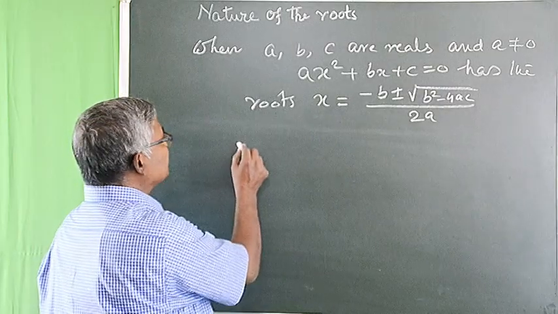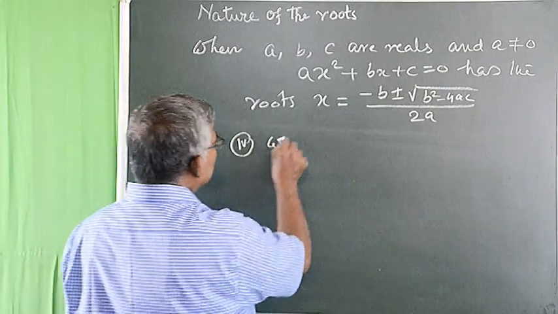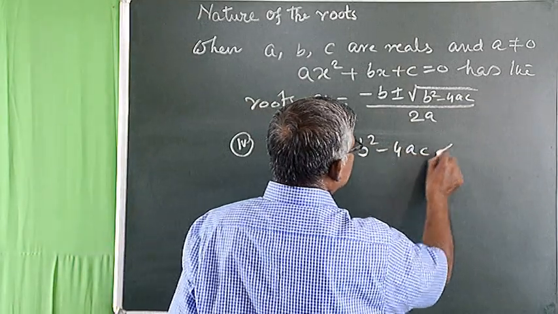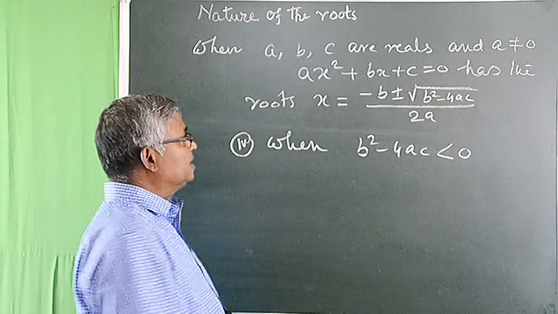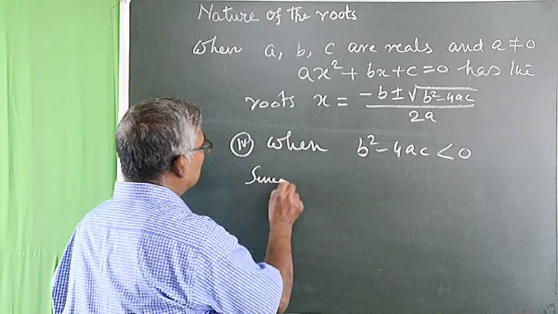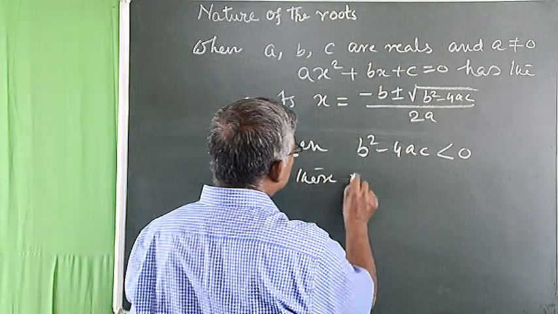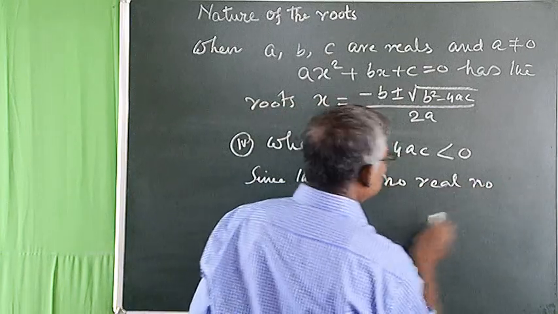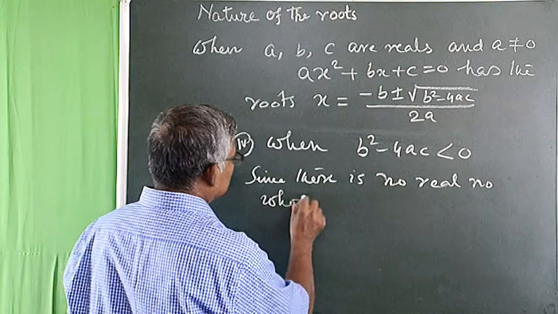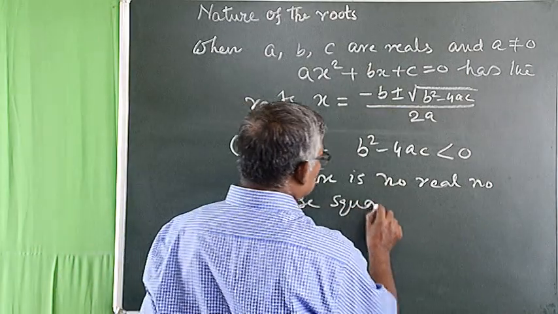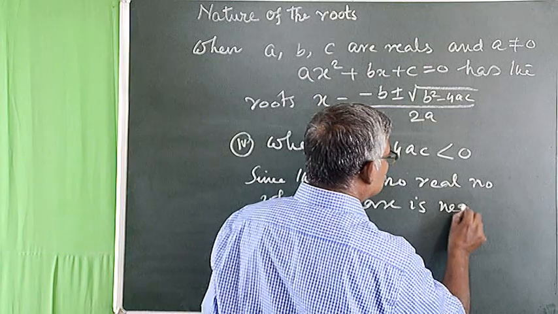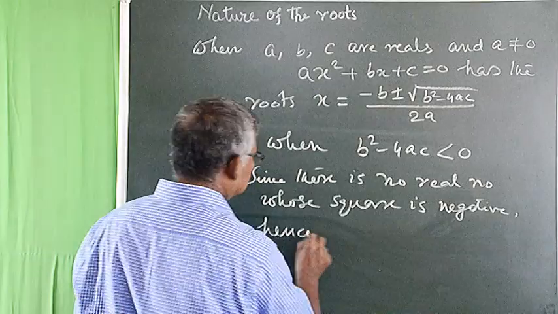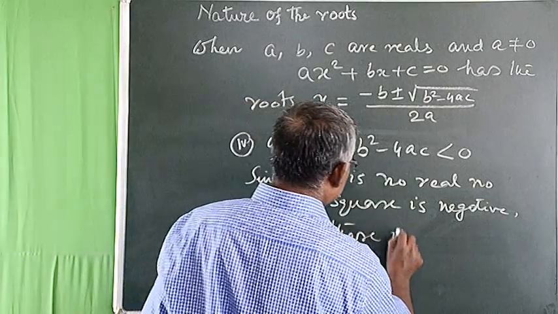Let us see the fourth result, that is when b square minus 4ac less than 0. Students, since there is no real number whose square is negative, hence there is no real roots.